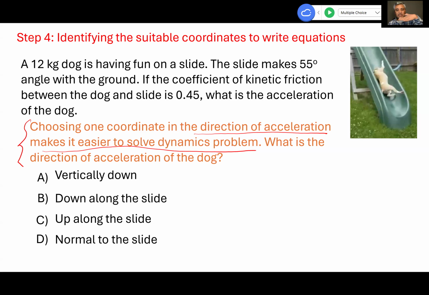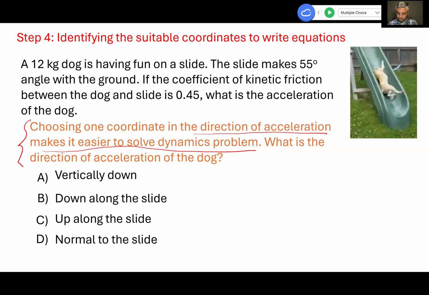So this dog, if it's accelerating, it's going to accelerate along the slide. Its motion is along the slide, of course. Okay. And since it's not being pulled up or anything like that, it's not going to be accelerating up along the slide. Okay. So down along the slide makes the best sense here.